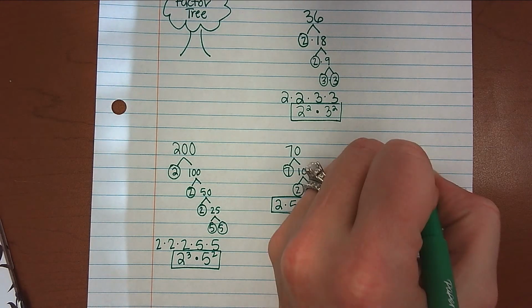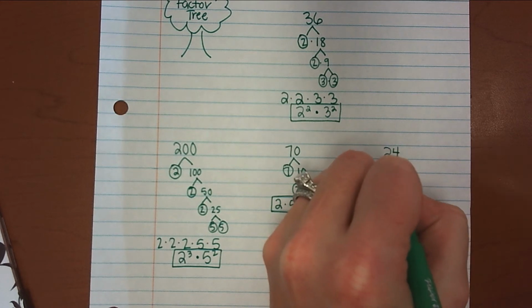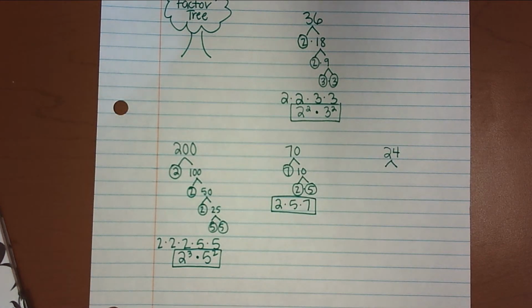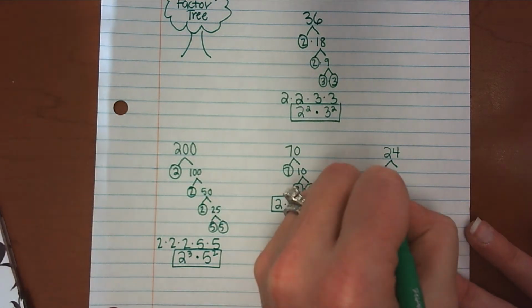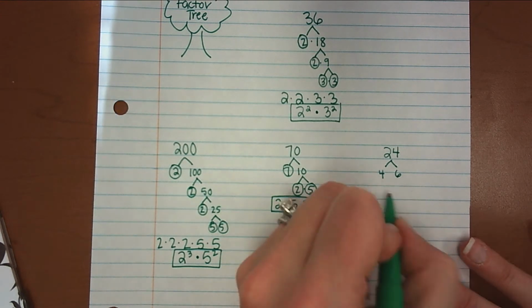I want you to try this last one on your own. Pause the video, and then restart it to see if you got it right. So 24 is what you're trying to figure out. And when I break down 24, there are lots of different things you could have done. I'm going to break it up into 4 and 6. 4 times 6. Neither of those are prime, so I can break them further.